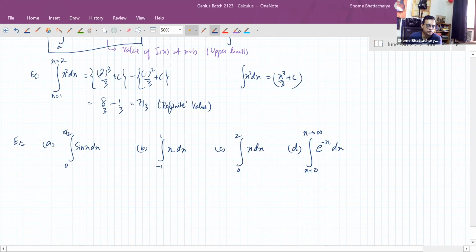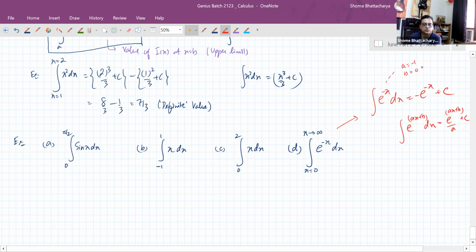Okay, so those who have worked out the first three, I'm just giving you a hint for the fourth one. If you do the indefinite integration of this, it is e raised power minus x with a minus sign plus c. Because integration of e raised power ax plus b is e raised power ax plus b divided by a plus c. In this case, your a is equal to -1 and b is equal to 0. So you get this. This is the hint for this question. Try it out with this hint, you will get the answer.